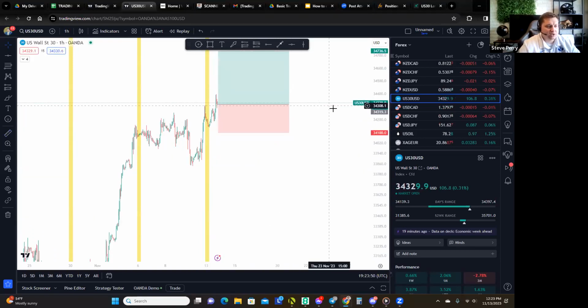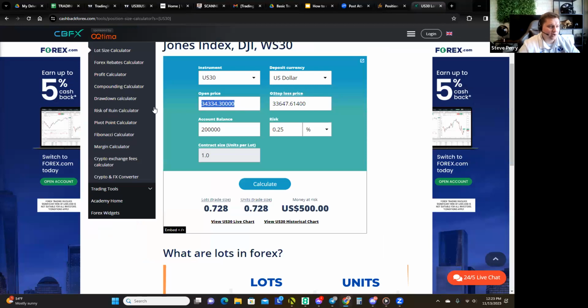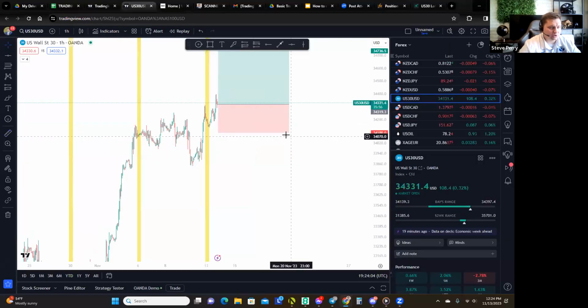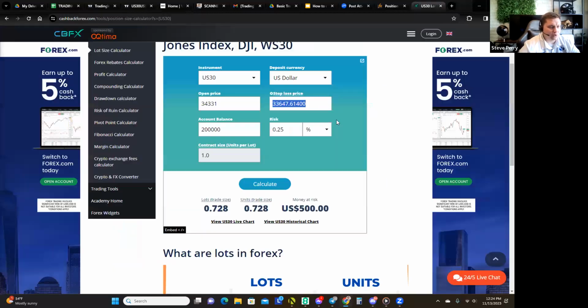So this is our entry. We're going to enter at 34,331. I would go back to the lot size calculator and put my open price at 34,331. Then I'm going to put in my stop loss. Where's the stop loss? Well, our mock stop loss is 34,100. That's just what we chose for the example. Let's say that makes sense for the type of trade we're taking, or the strategy we're using. So 34,100, put that in over here.